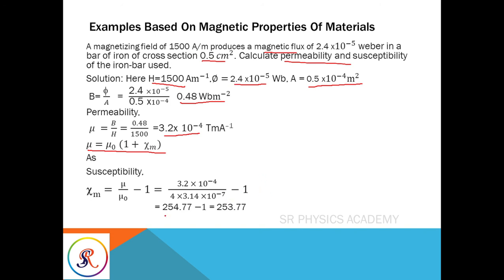After calculation, 254.77 minus 1, we will get 253.7. Susceptibility has no unit here.